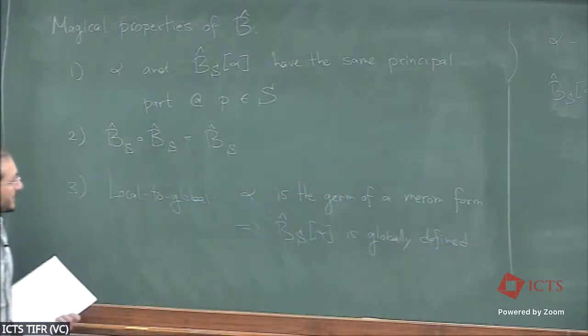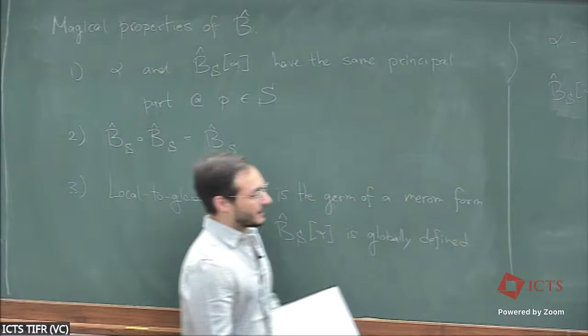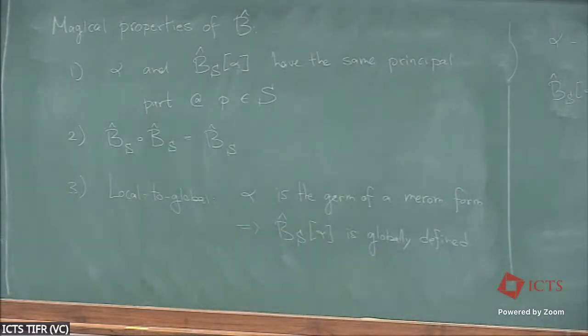So this is an amazing property because this B hat operator allows you to take something that is only locally defined around each P, and with this operator B hat, you just globalize it. It's an amazing thing, in my opinion. And well, maybe let me say one more thing.